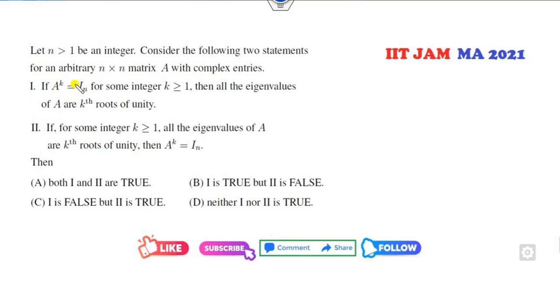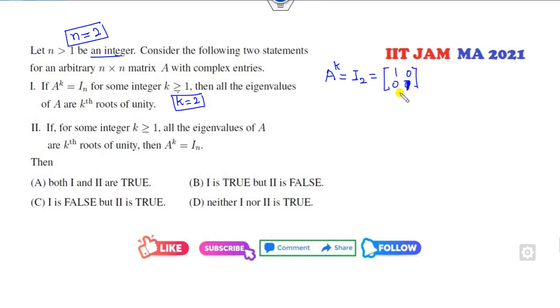Okay, look at this another one. n is greater than or equal to 1. So as any integer, I can choose n is my 2. Then A raised to power k is my I2. Then all the eigenvalues of A are the kth root of unity. So I can choose k is my 2 also, any number which is greater than or equal to 1. So what is the I2?